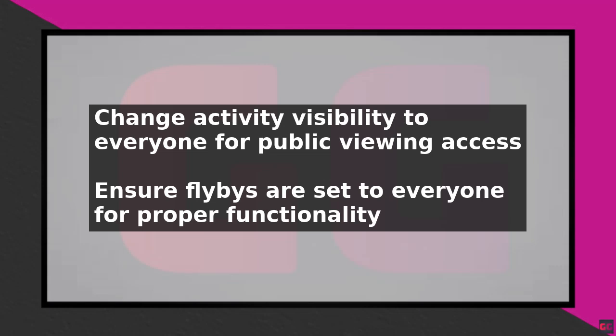Next, go to the gear icon in the top right corner and access your privacy controls. Find the Flybys option and set it to Everyone to enable it. By following these steps, you should be able to resolve the issue with Flybys not showing in the Strava app.